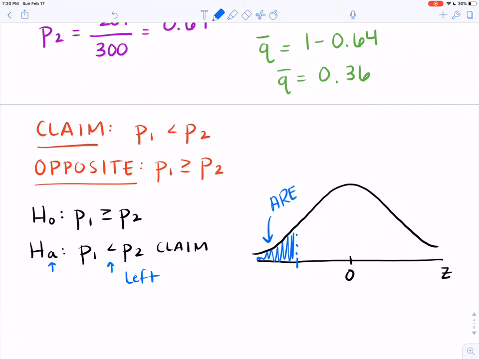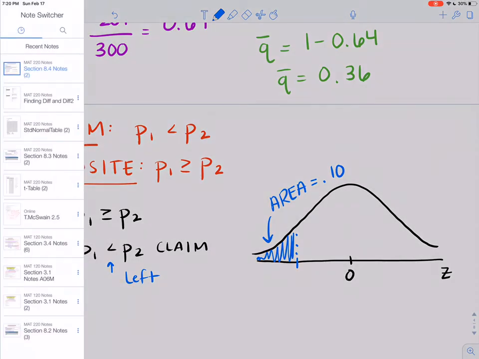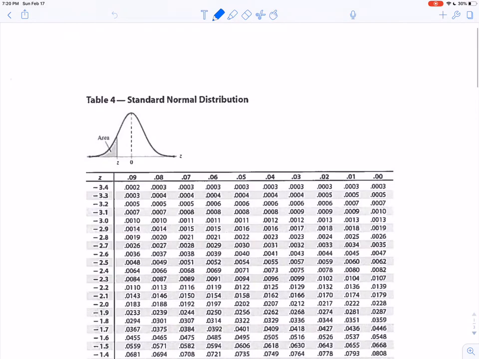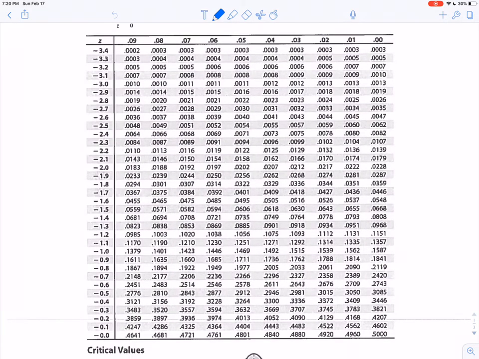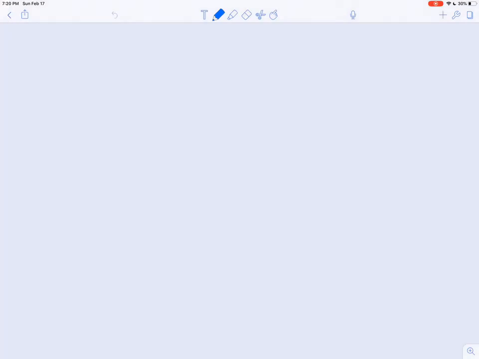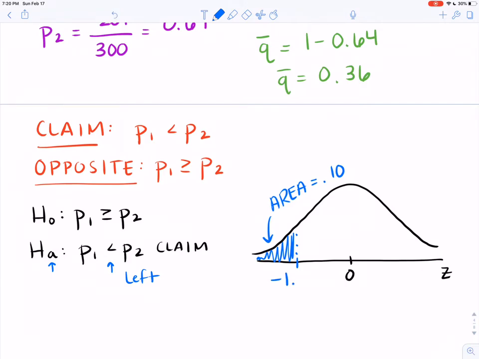Now, if the area of this region is 0.10, I'm going to use my standard normal table to find the corresponding value of Z. Looking for an area of 0.10, the closest I can get is right here at 0.1003, and that tells me the critical value is negative 1.28. So my rejection region will be any values less than negative 1.28.